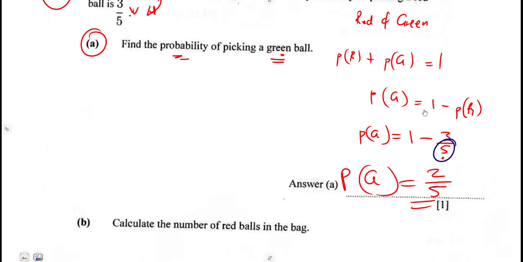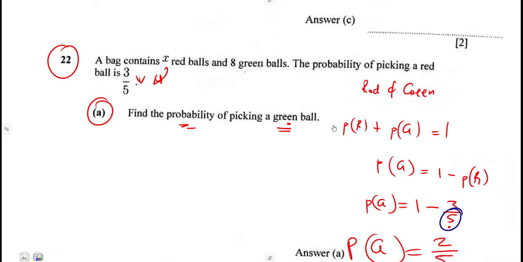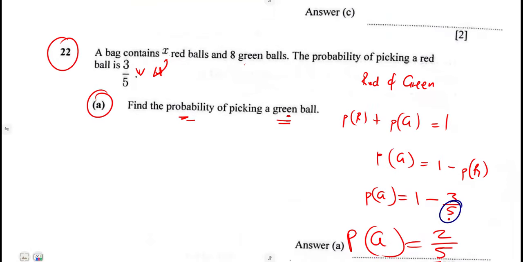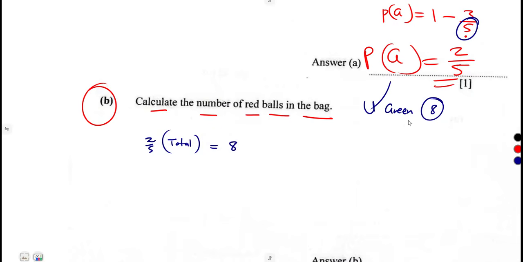Then another question on 22 was to calculate the number of red balls in the bag. We are given its probability, but we do not know the total. So we can use the green balls, because we know there are 8 and its probability is given. So we simply say that the probability of green, which was 2 over 5, times the total is equal to 8, which is the number of green balls.